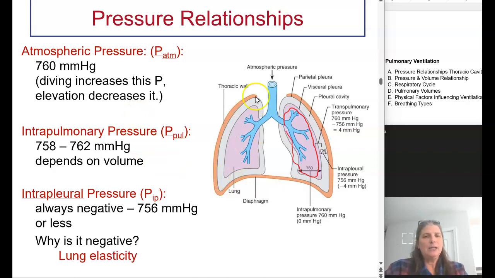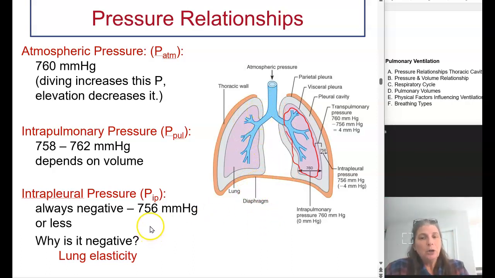Now, when we actually look inside the lungs, there's a pressure called intrapulmonary pressure. Intra means within. So this is the pressure actually inside the lungs. So we say P, pul. And notice this pressure varies. It ranges anywhere from 758 to 762, and it depends on the volume of your thoracic cavity. Now, you might remember that the diaphragm can change. It can flatten out or recoil. And as it does that, it will change the volume. And we'll get to that shortly.